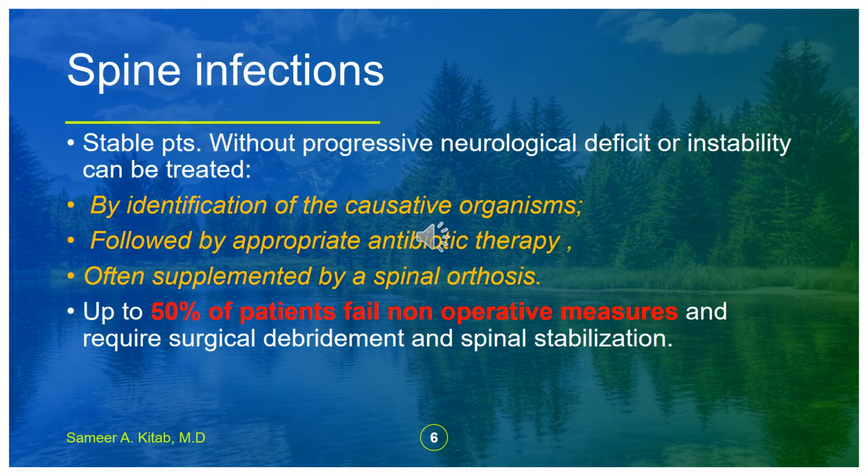Now, identification of the causative organism is followed by appropriate antibiotic therapy, and this usually consists of intravenous antibiotic treatment with accomplishing of the minimum inhibitory and minimum bactericidal concentration of the antibiotic in the blood and the serum. And the duration of antibiotic treatment varies from 2 weeks to 6 weeks, followed by oral antibiotic treatment.